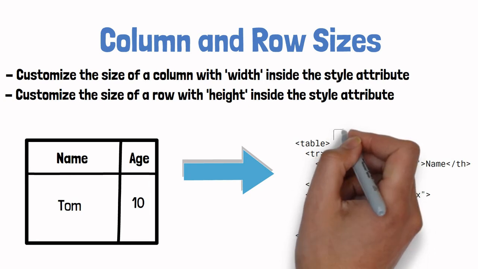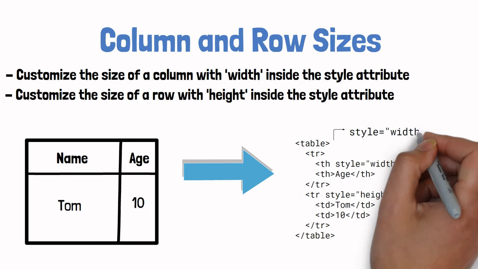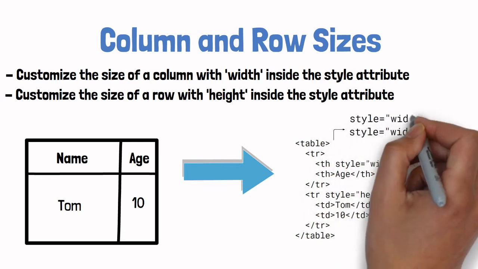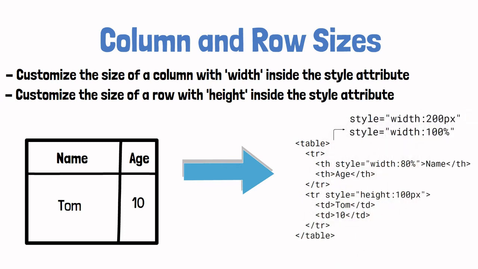We could also specify the width inside the style attribute on the table element, which will instruct the browser to span the table on the percentage of the width of the screen that we want. We could also specify it by pixels instead of percentage if we wanted.